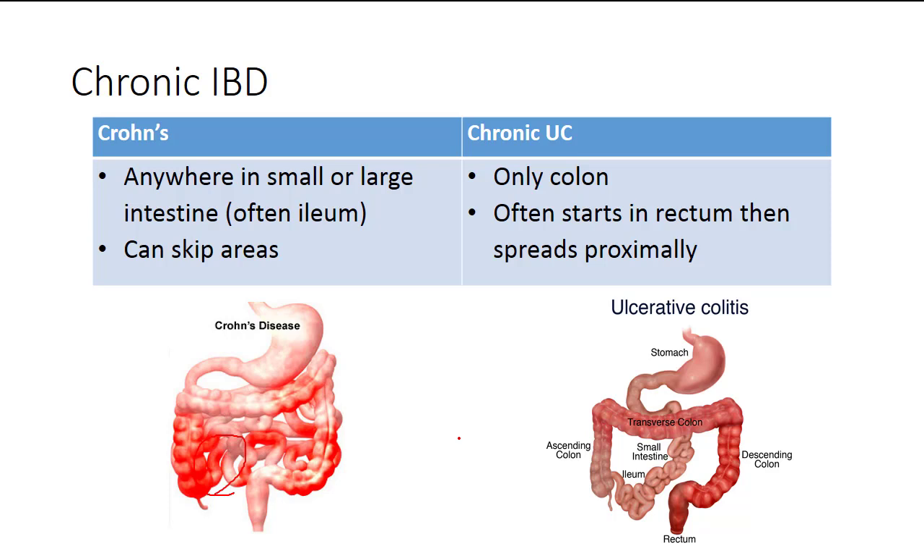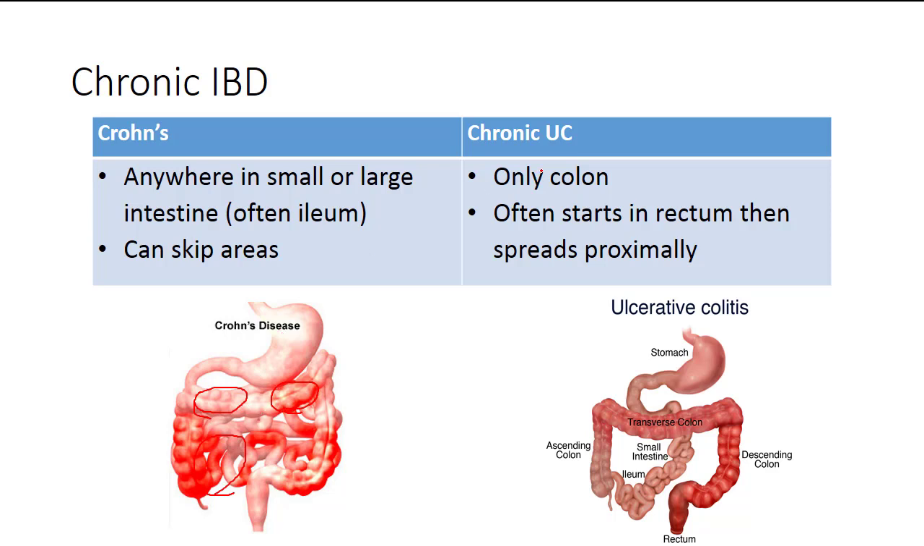And in Crohn's disease, we also see these skip areas, which are areas that are not affected by the disease, sandwiched in between areas of inflammation. They're called skip areas because it looks like the disease has skipped that part of the GI tract.